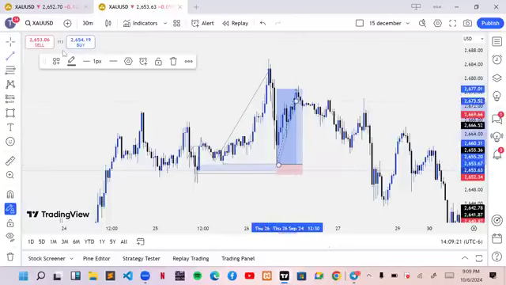So once you've identified your market structure, either a market structure shift or a break of structure, identify your first valid pullback, your inducement, and mark it out.